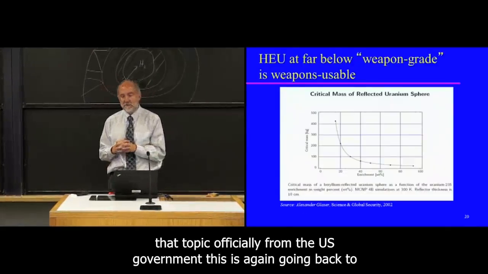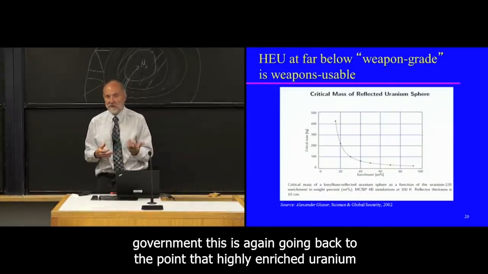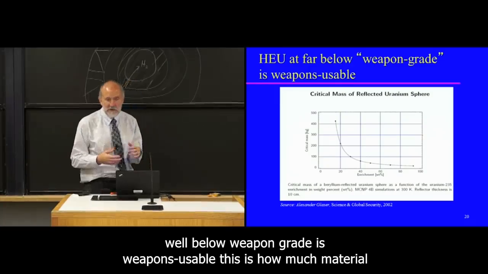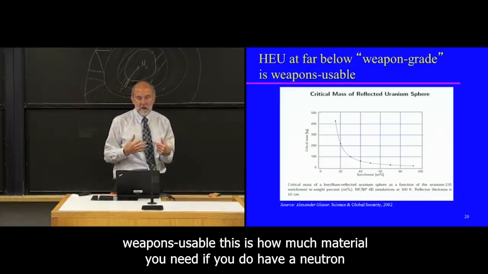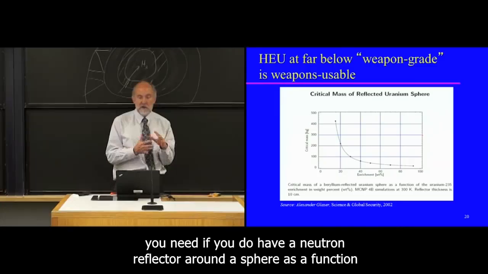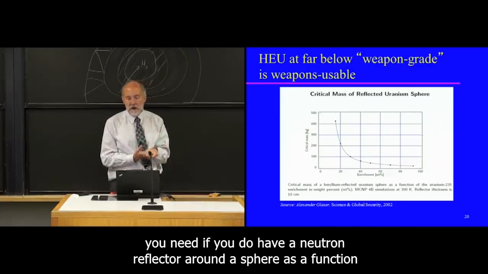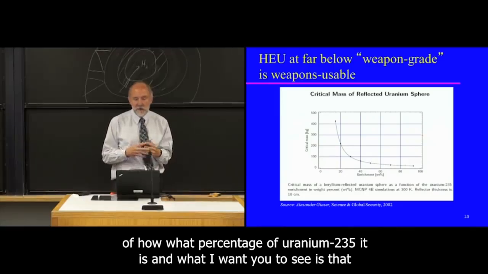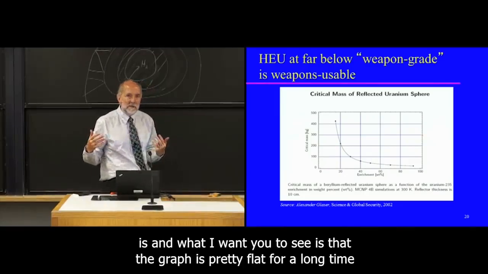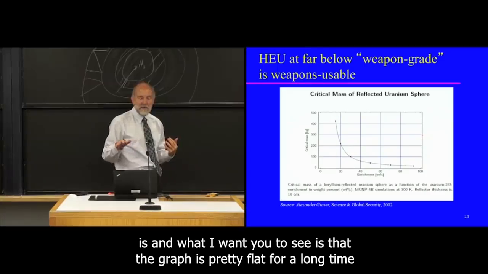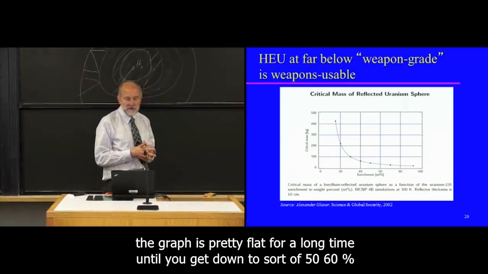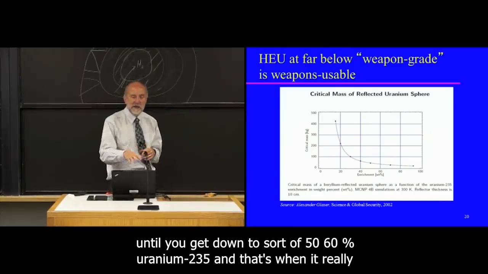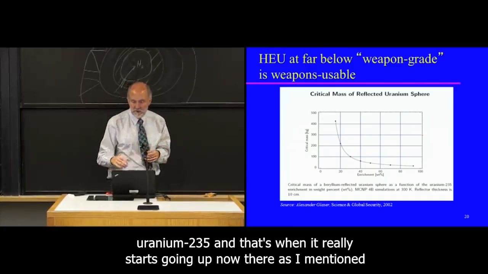officially from the US government. This is, again, going back to the point that highly enriched uranium well below weapon grade is weapons usable. This is how much material you need if you do have a neutron reflector around a sphere as a function of what percentage of uranium-235 it is. And what I want you to see is that the graph is pretty flat for a long time until you get down to 50, 60% uranium-235, and that's when it really starts going up.